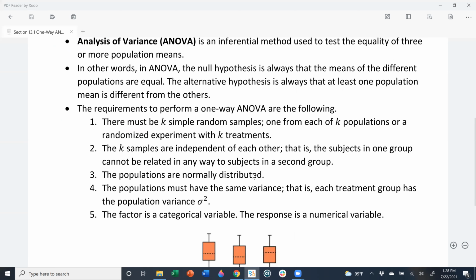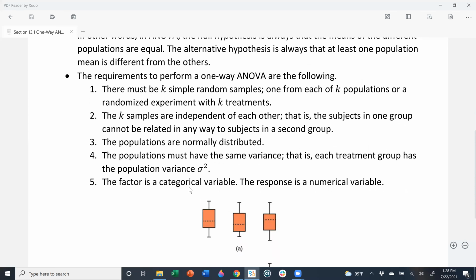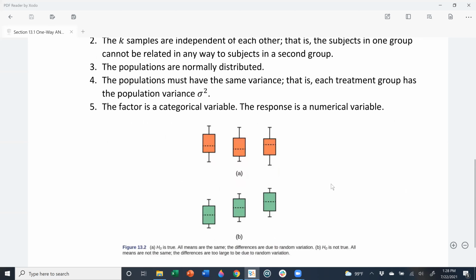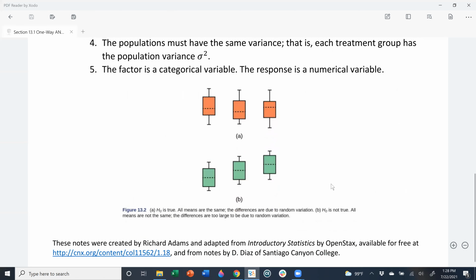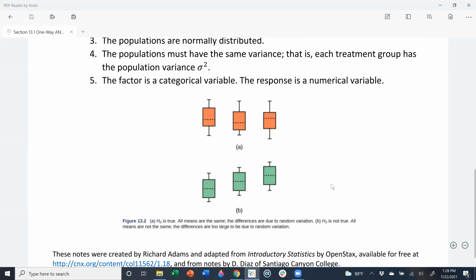The populations are normally distributed. That's a requirement we have for this one. The populations must have the same variance, that is, each treatment group has the population variance of sigma squared. And the factor is a categorical variable and the response is a numerical variable. We'll get into some examples in the next section, but I just wanted to introduce the concept of this one-way ANOVA. That's the end of this section, just an introduction.